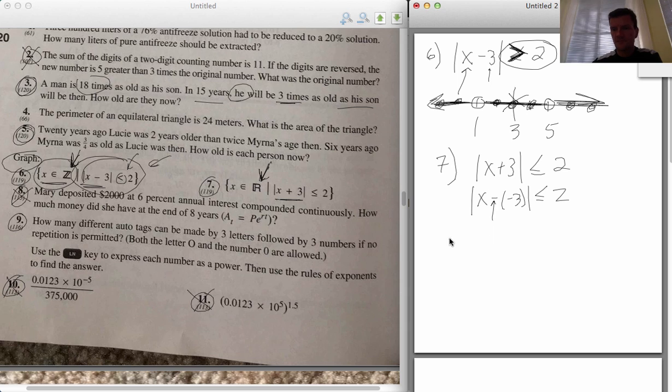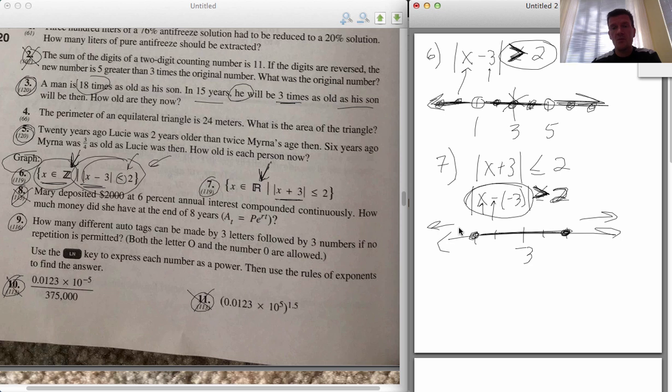Sorry about that. So in this case, I want the distances between our numbers and negative 3 to be less than 2. So less than 2, I want to stay within 2. Actually, it could be less than or equal to 2. So I'm going to have a solid circle here, and I'm going to shade in between. Again, if this had said greater than or equal to, I would shade above and below, go outside that region.